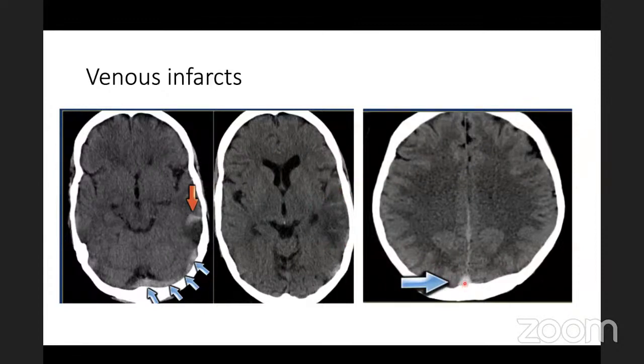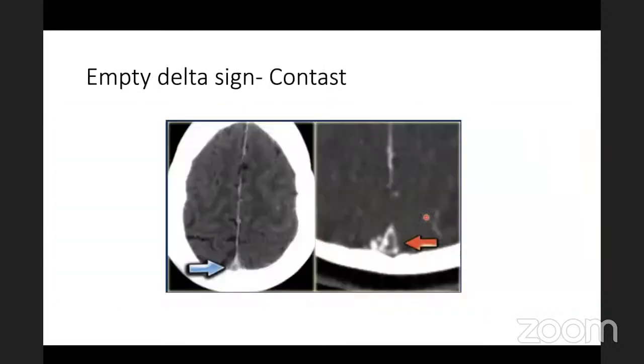And you can see that this is a superior sagittal sinus. This is called the delta sign, which is due to presence of thrombus in the superior sagittal sinus, and this shows as bright in a plain CT scan. So this should not be bright, it should be dark. When it is bright, it means that the thrombus is sitting there, which is leading to the hyperdensity here.